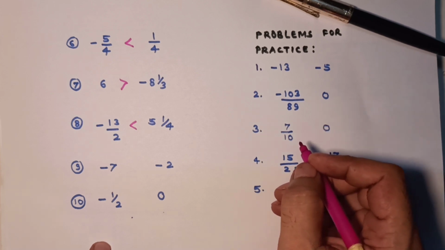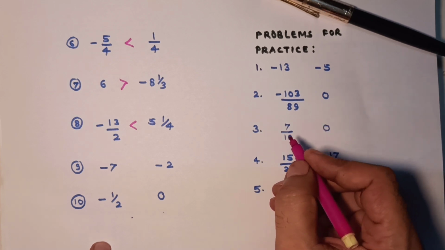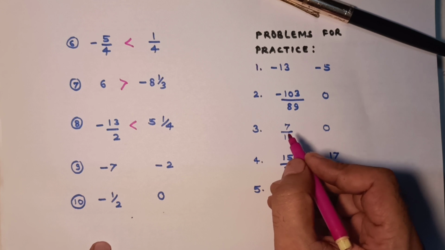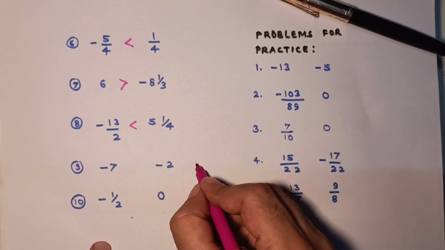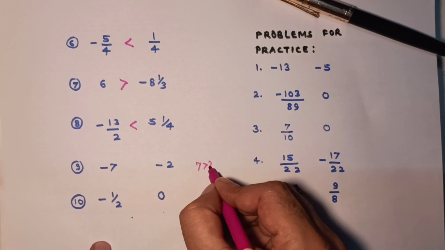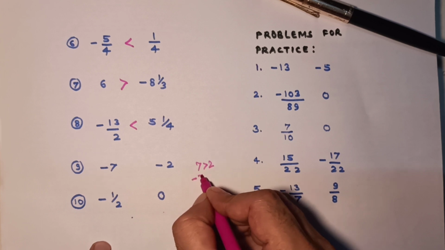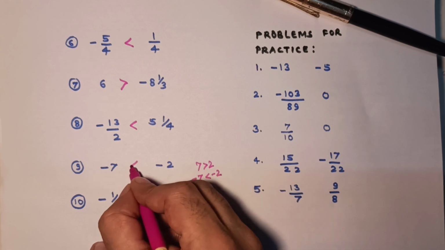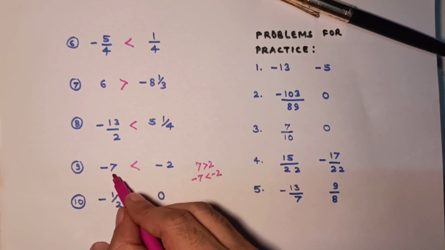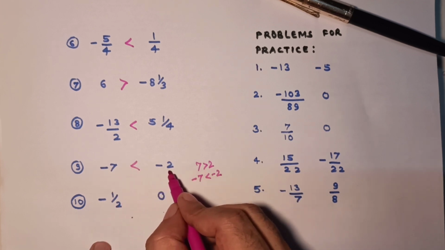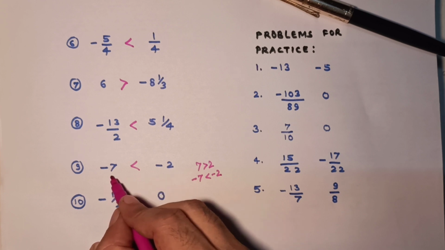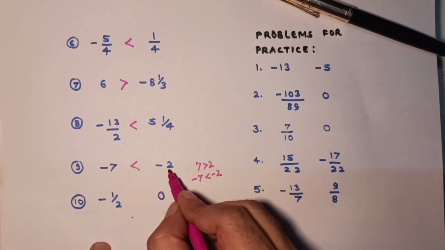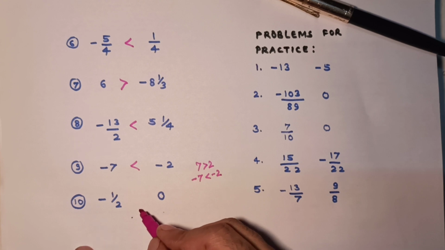Next question, minus 7 and minus 2. My dear students, remember 7 is greater than 2, then minus 7 will be smaller than minus 2. That means this way: 7 is bigger than 2, therefore minus 7 will be smaller than minus 2. Next, minus 1/2 and 0.